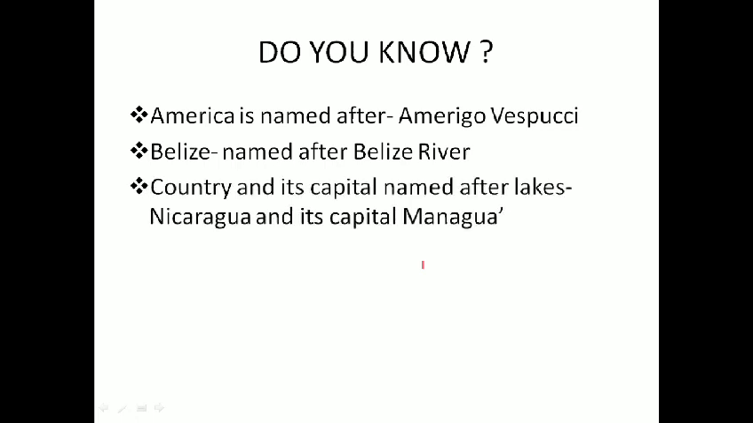A country and its capital, both are named after lakes. This type of thinking is important. And when a child will start thinking like this, you will find the reason to remember the countries, the capitals, the places, the regions. The country and its capital both are named after lakes, and this is applicable only to one country, that is Nicaragua. That is Lake Nicaragua. Its capital Managua is named after Lake Managua. So Managua is located on the side of Lake Managua, and Nicaragua, the country, there is a lake called Lake Nicaragua.